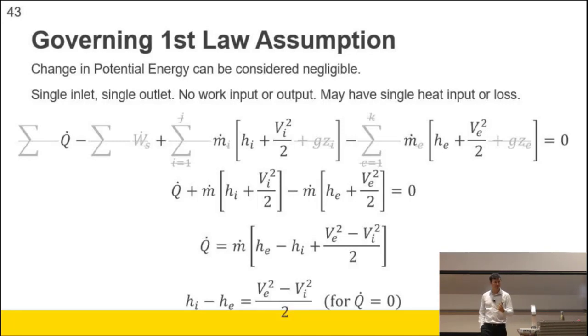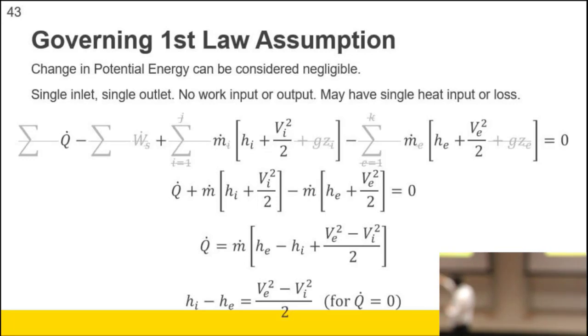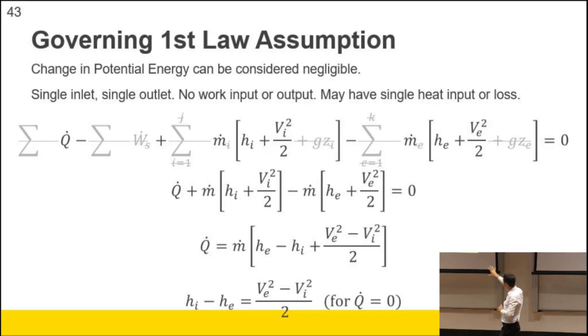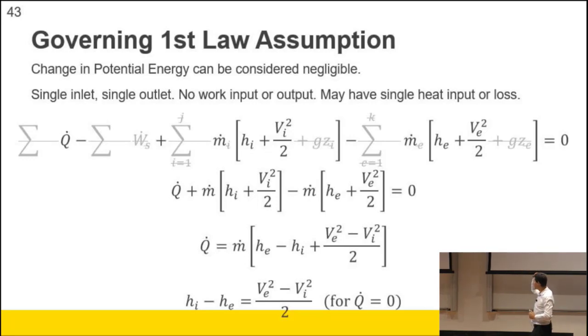Now, we can say there's no shaft work. We're talking about just a cone of steel, for example. There may or may not be heat lost or gained throughout the nozzle. You might have a heated nozzle or an uninsulated nozzle, so we need to retain our Q term. We can say the change in height won't be significant, so we can neglect our potential energy, but we can't neglect our kinetic energy because nozzles are converting between kinetic energy and pressure, or thermal and pressure energy. So we keep our kinetic energy term in and we get the equation here.